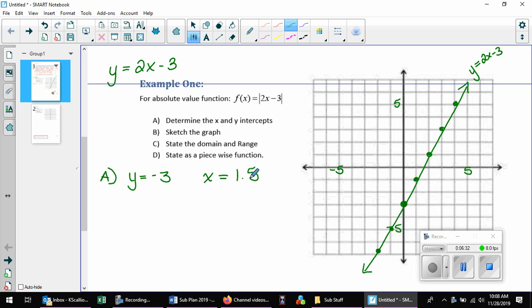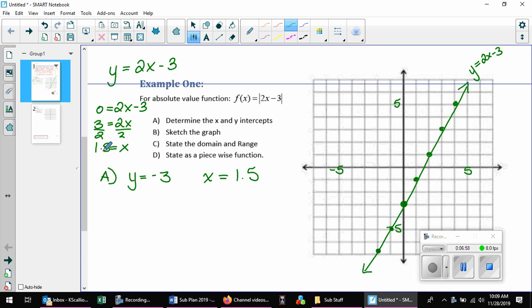Everybody know how I got that? I love it. If we said y would be equal to 0, right? It's just a coordinate on the graph, but it's a special one. It's where it crosses the x-axis. So I solved for both of those.